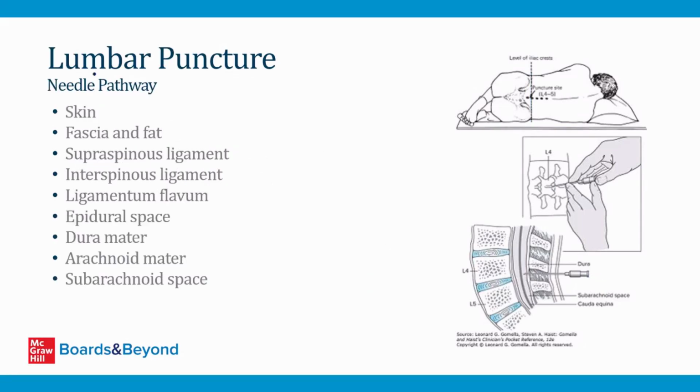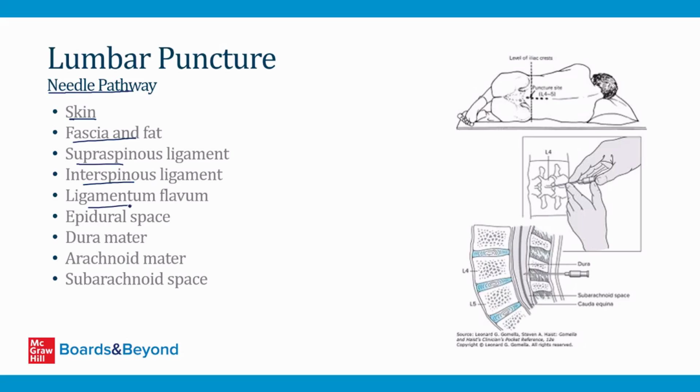For your board exams, they're going to want you to know the anatomy of the lumbar puncture procedure, meaning the pathway the needle takes as it goes from outside the body into the subarachnoid space. So let's talk about that pathway now. First of all, obviously the needle has to pass through the skin and the subcutaneous fascia and fat. But after this, it goes through three ligaments. The first is the supraspinous ligament, then the interspinous ligament, and then the ligamentum flavum.